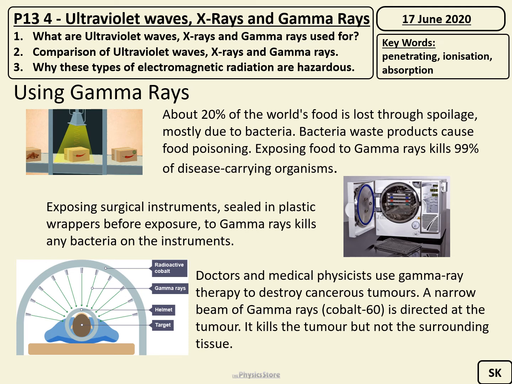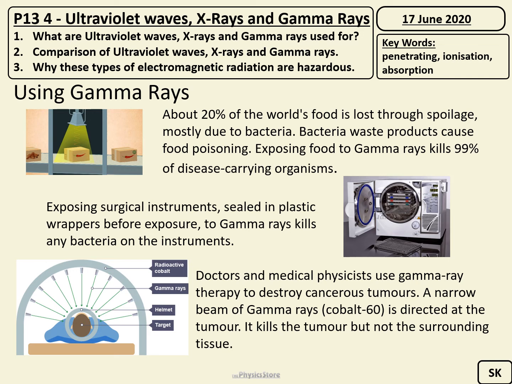Doctors and medical physicists use gamma ray therapy to destroy cancerous tumours. A narrow beam of gamma rays, from cobalt-60, is directed at the tumour. It kills the tumour but not the surrounding tissue.